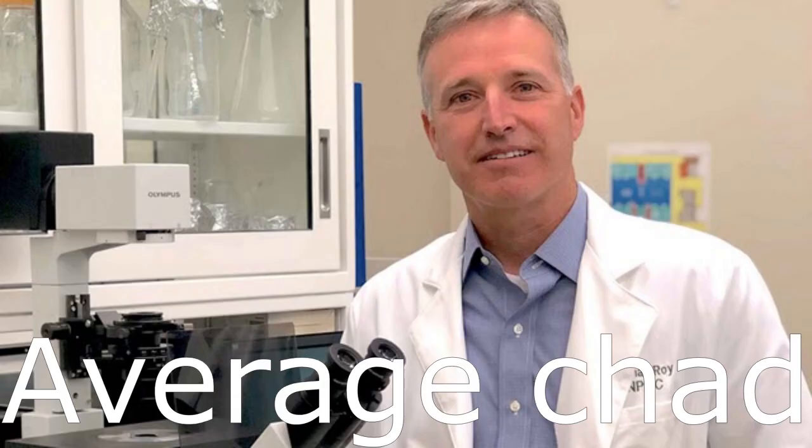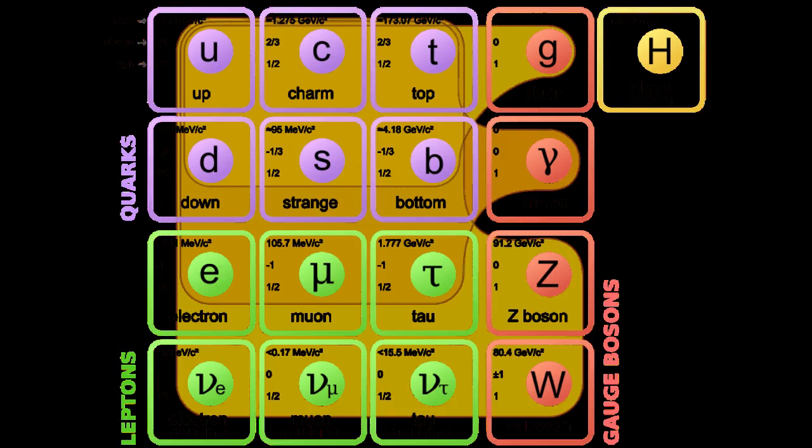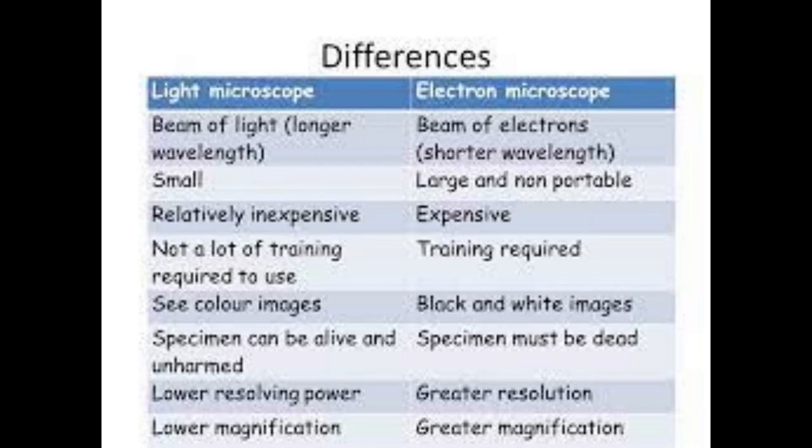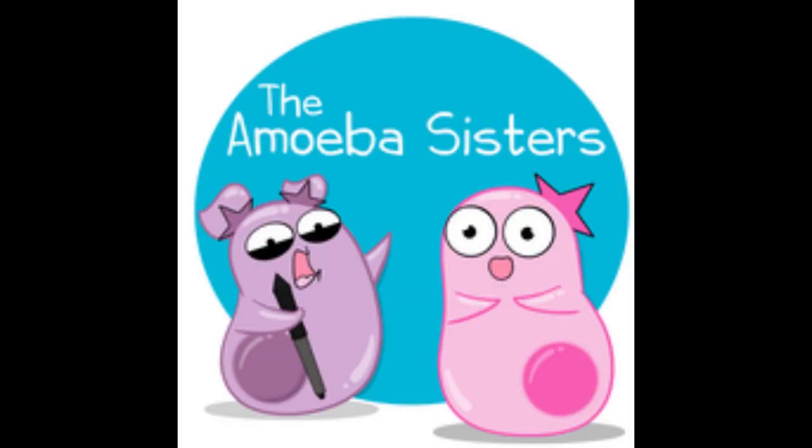Electron microscopes. Now these are the chads. They use physics to see things even smaller. Transmission electron microscopes use dry specimens and shoot electrons through them to make a 2D, 2 million times magnified image with high resolution. Next, the alpha males.